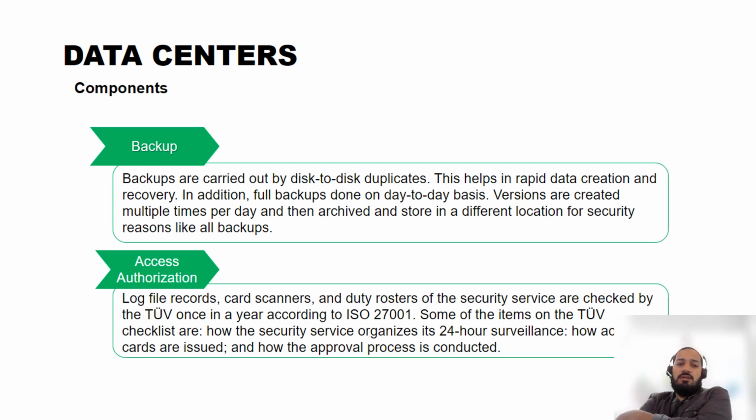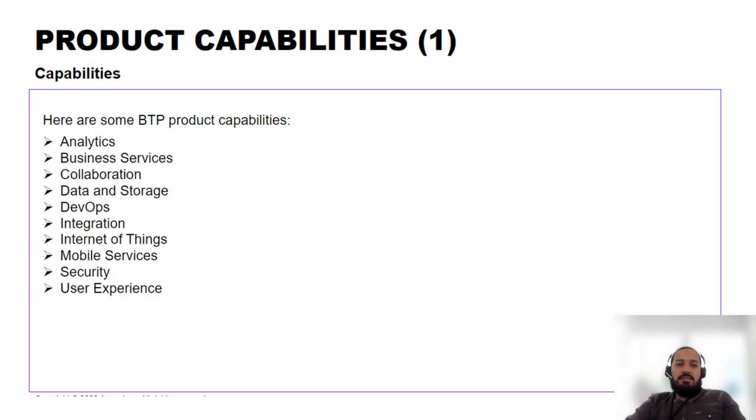Log files are also provided so that duty rosters and the security services are checked by the TUV once a year according to ISO 27001. Some of the items on the TUV checklist are how the security services organization is set up for 24-hour surveillance, how it provides the access cards, and how the approval processes are conducted. These are the product capabilities, and BTP product capabilities include analytics, business services, collaboration, data storage, DevOps integration, Internet of Things, mobile services security, and user experience.